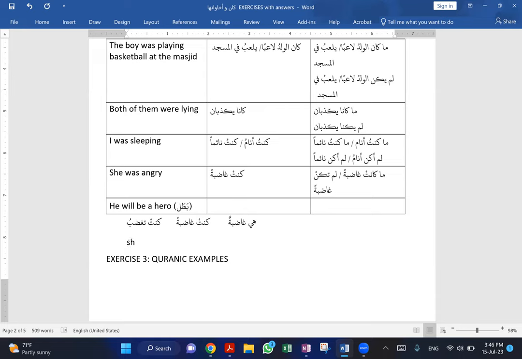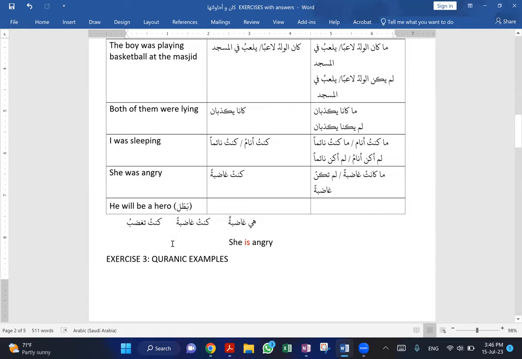You need work. How would I? Okay, so let me go all the way this way. Hopefully it will work. So she is angry. So you see, it has an is. So the invisible is there. Okay, and then here we have kanat ghadibatan, which we have it already here. I'm just going to copy that. She was angry.